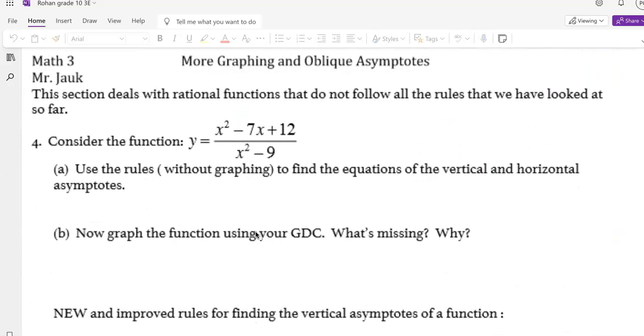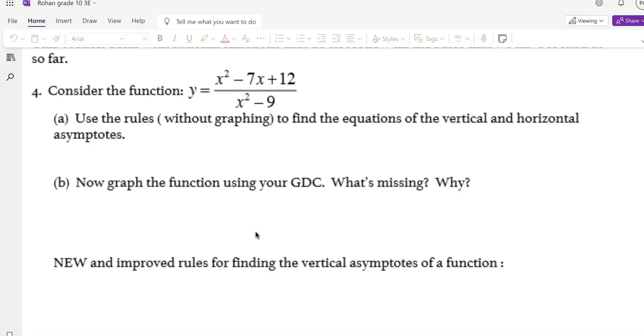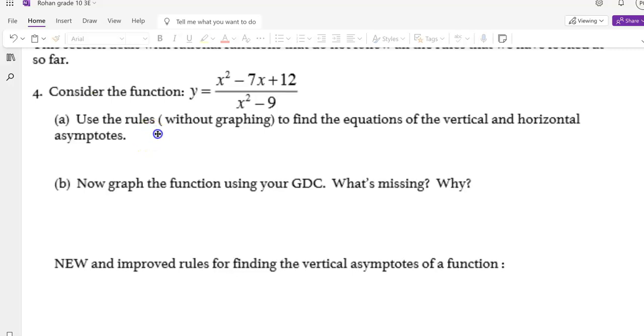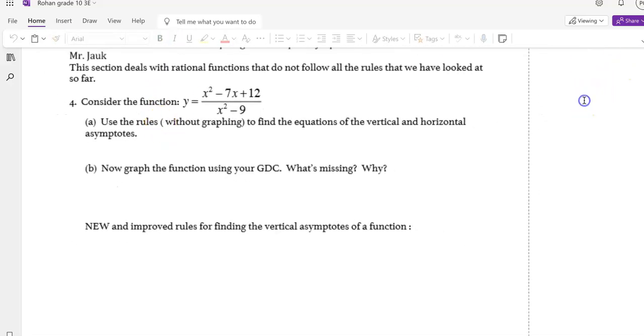Consider the function y is equal to (x squared minus 7x plus 12) upon (x squared minus 9). Use rules without graphing to find the equation of the vertical and the horizontal asymptote. x squared minus 9 is equal to 0. So x minus 3 and so that's vertical. So y is equal to, you write x squared.